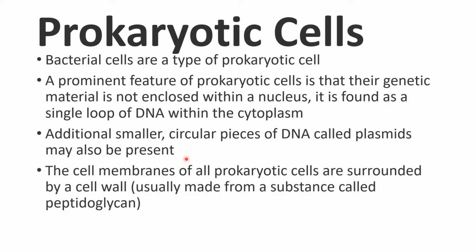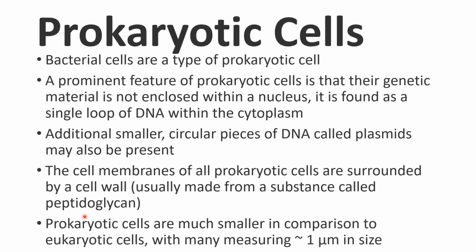The cell membrane of all prokaryotic cells is surrounded by a cell wall, usually made from a substance called peptidoglycan, though you won't need to memorize this word for your exams. And prokaryotic cells are much smaller in comparison to eukaryotic cells, with many measuring around 1 micrometer in size.